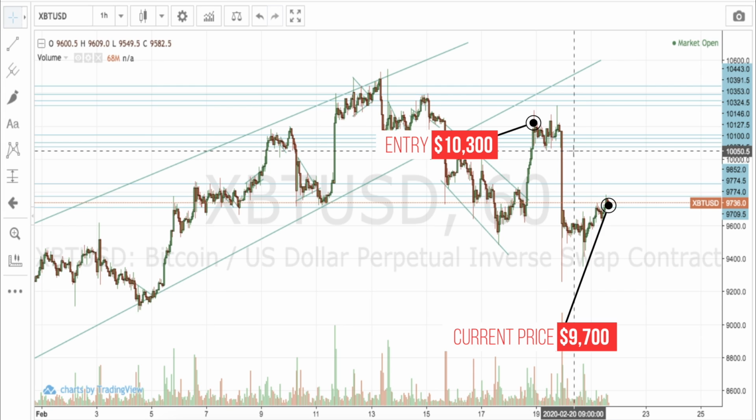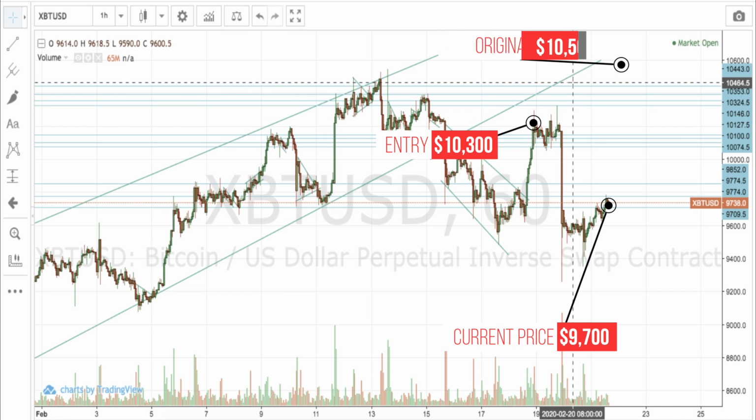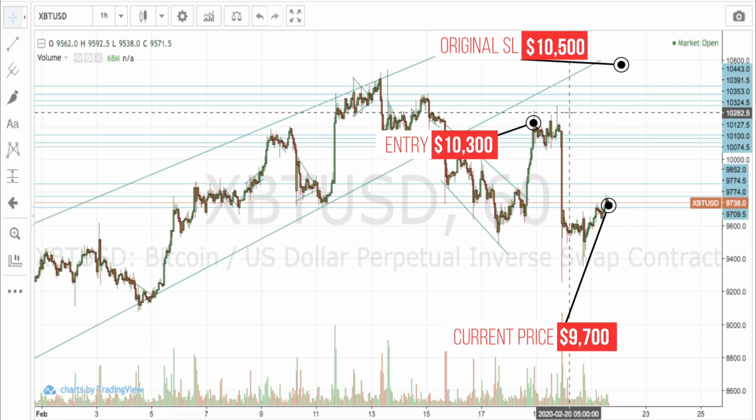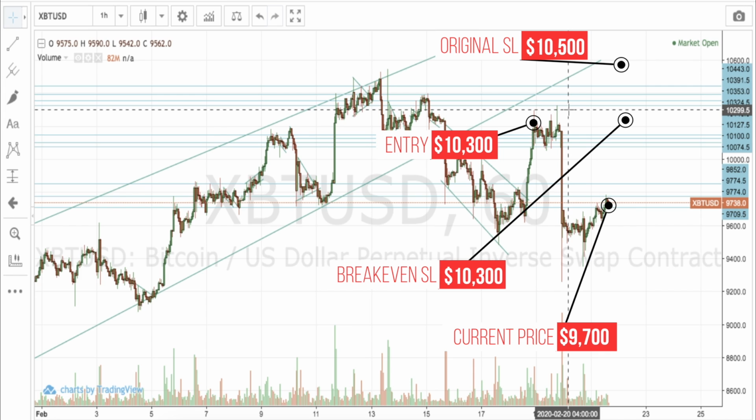What a lot of people tend to do is, when a trade has moved significantly in their favor, they will move their stop loss to their entry price. So they will move their stop loss from where it initially was, so in the case of this trade around 10,500, to the point where they entered the trade, 10,300 and something. The reason for this is mostly psychological, because it puts you in a position where you feel like you can only make money or break even, and so nothing bad can happen.